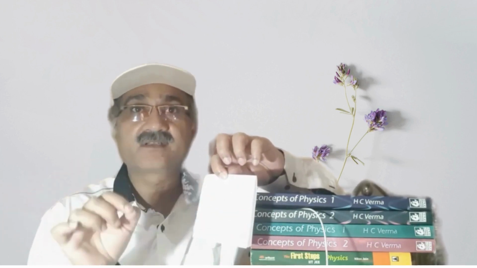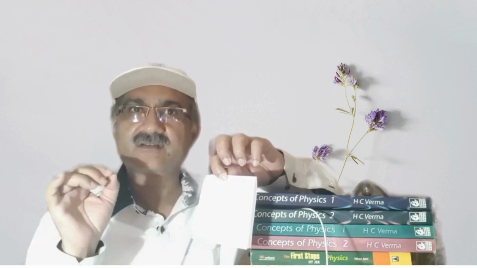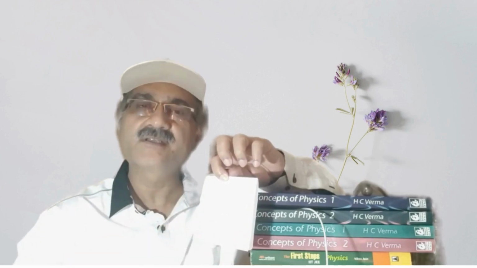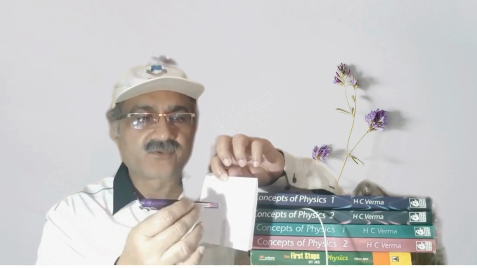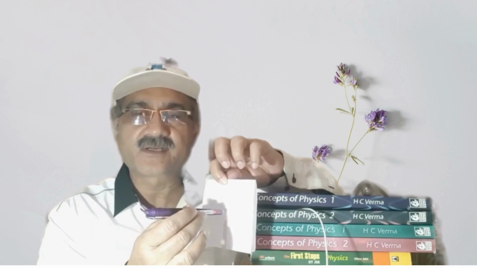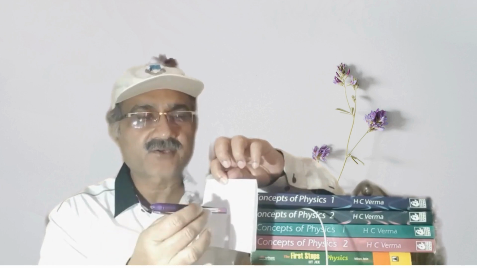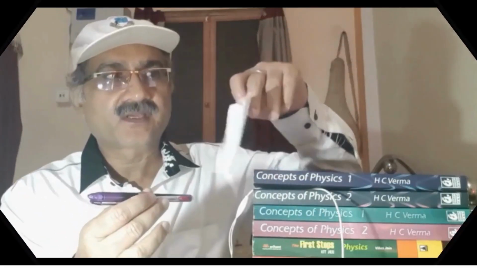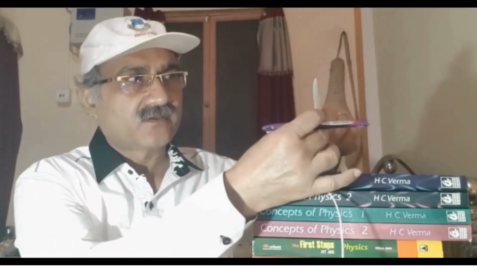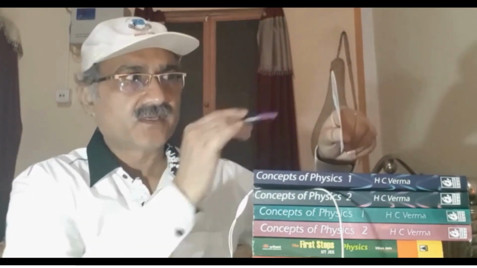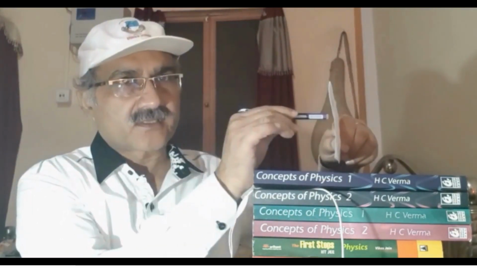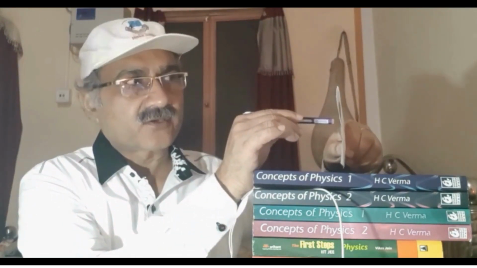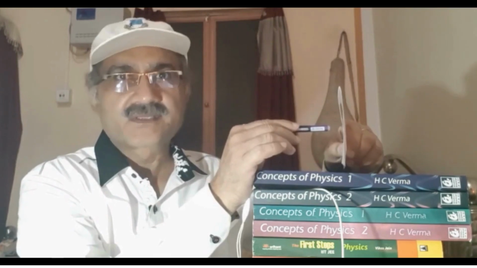Okay, now they needed a direction. A direction had to be assigned to this area vector. So what they decided is that a normal to this area, that is perpendicular to this area, will give the direction of this area vector. Okay, so for example, if the area is facing me, then the perpendicular on this, that is this direction towards me, that will be the direction of this area vector. Clear?